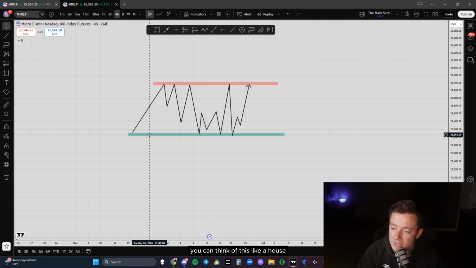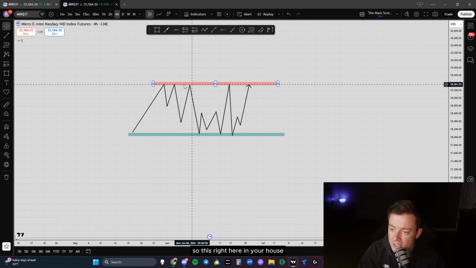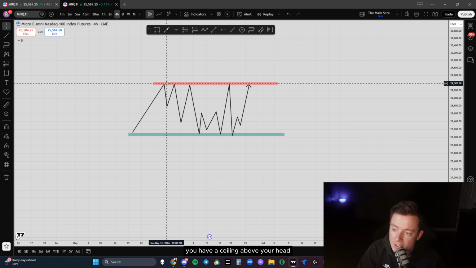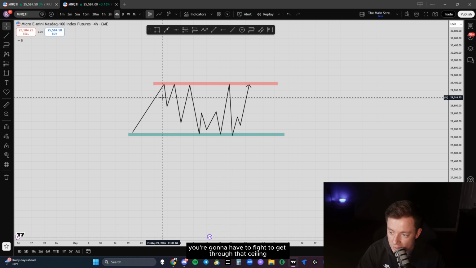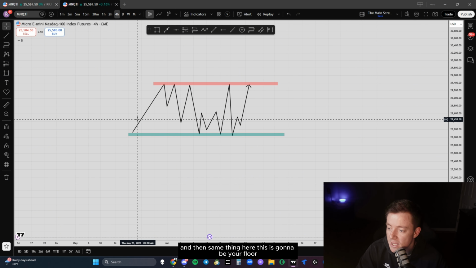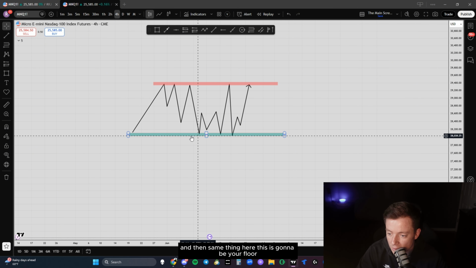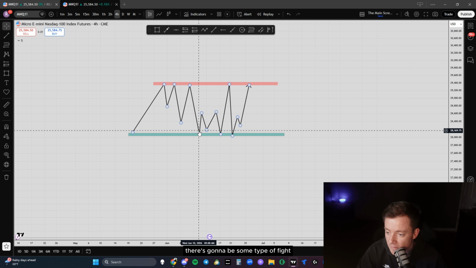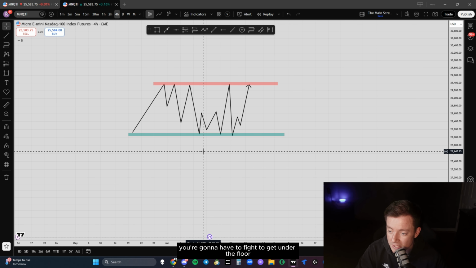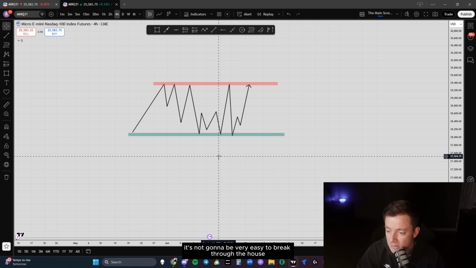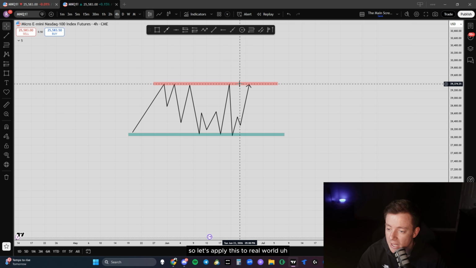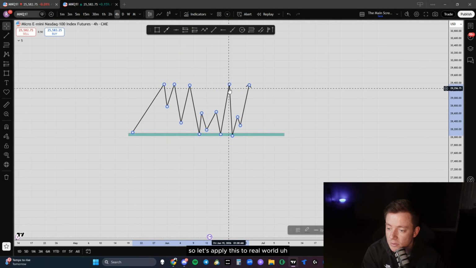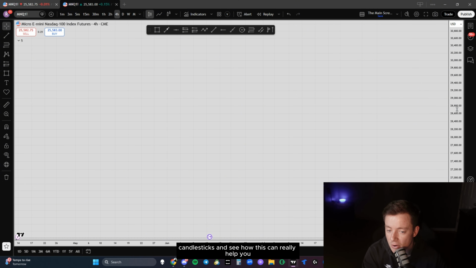You can think of this like a house. So, in your house, you have a ceiling above your head. If you tried to go through the ceiling, there's going to be some resistance. You're going to have to fight to get through that ceiling. It's not going to be very easy. And then, same thing here. This is going to be your floor. If you're trying to go underneath your floor, there's going to be some type of fight. You're going to have to fight to get under the floor. It's not going to be very easy to break through the floor of your house. So let's apply this to real world candlesticks and see how this can really help you.